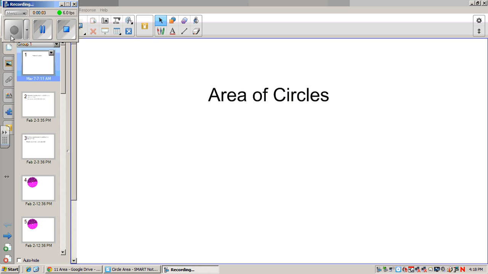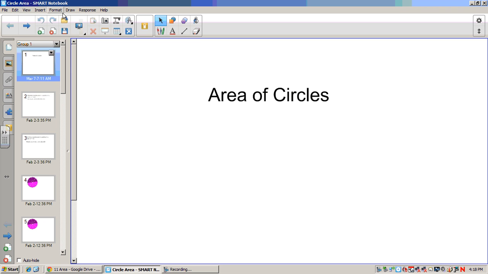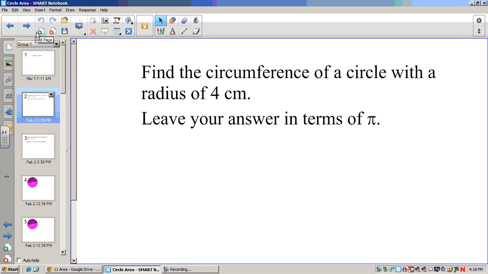Hello, welcome. Today we are learning about the areas of circles. Now, first thing we should look at is we need to remember the word circumference. So let's find the circumference of a circle with a radius of 4 centimeters.